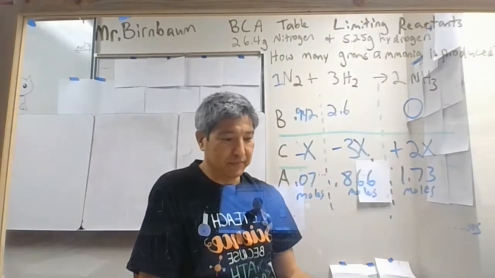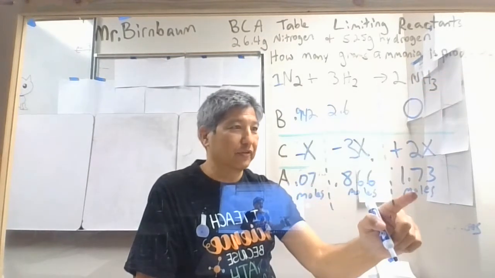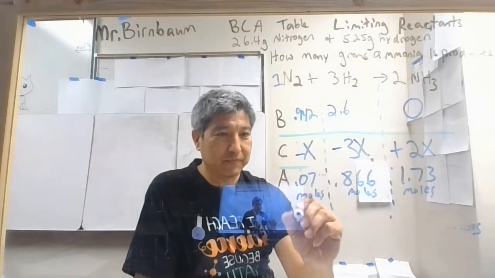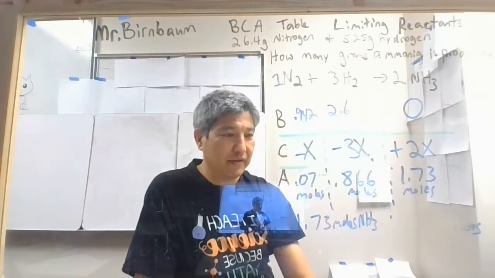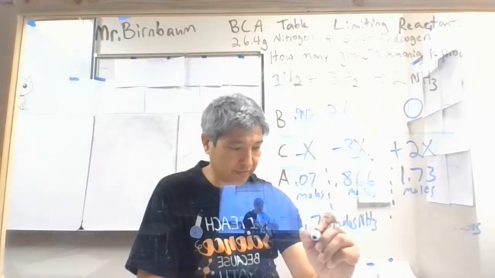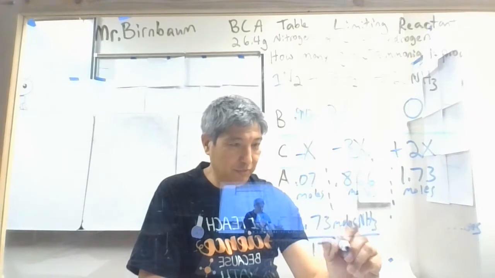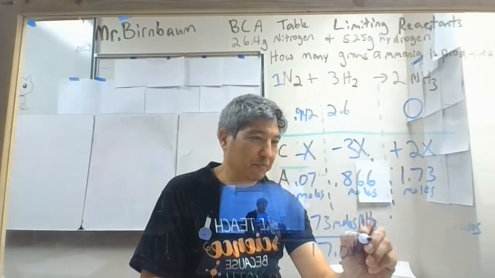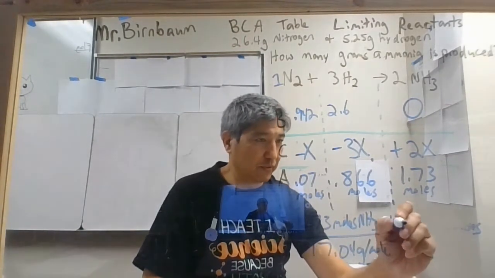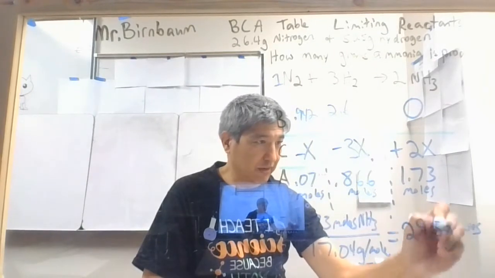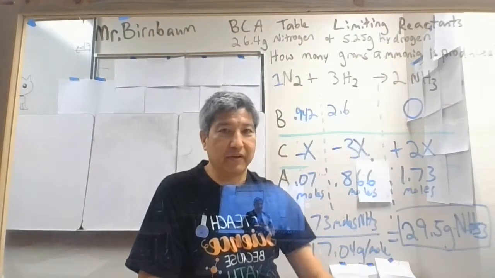Okay, so now we need to figure out how many grams of ammonia is produced. So if I've got 1.73 moles of NH3, and NH3 is going to weigh 17.04 grams per mole, and if we calculate this out, we're going to get 29.5 grams of NH3. So this will be our final answer to our question.